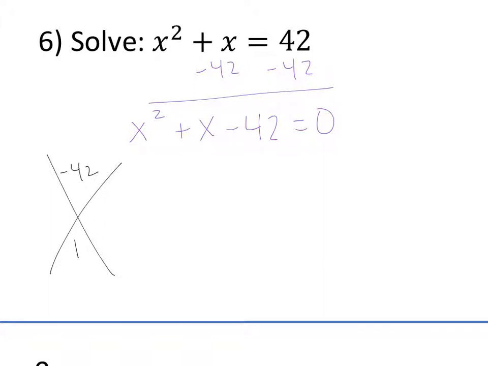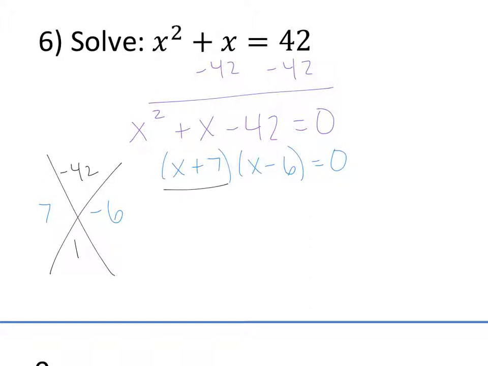Again, my c term goes on top, my b term goes on bottom. And I'm going to go ahead and ask myself, factors of negative 42, that when added together give me 1. That would be 7 and negative 6. So I write my factors as x plus 7 times x minus 6 equals 0.